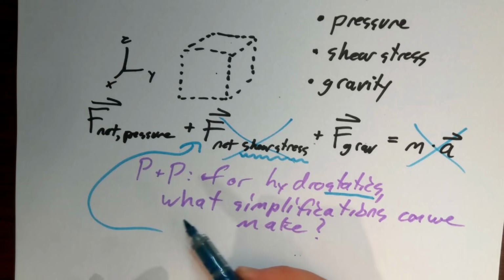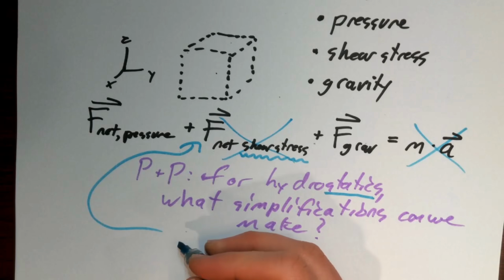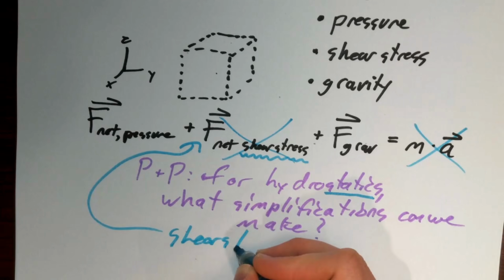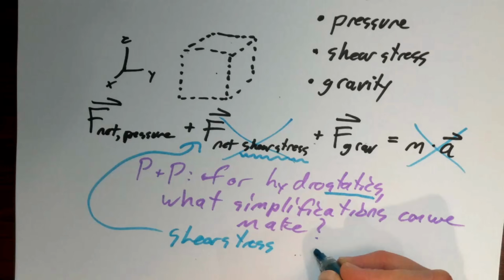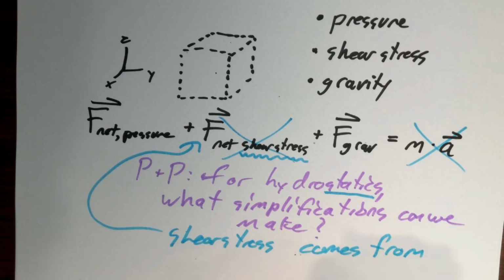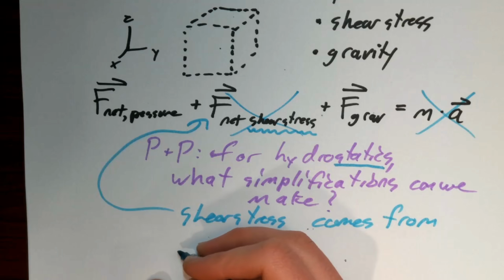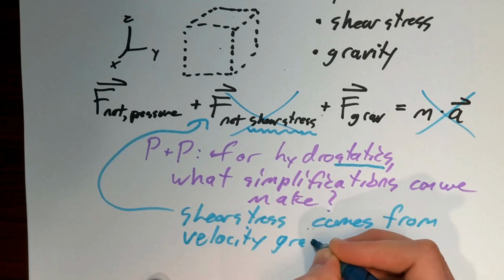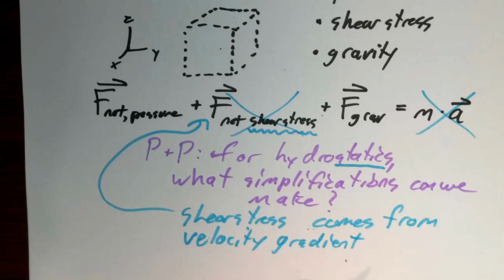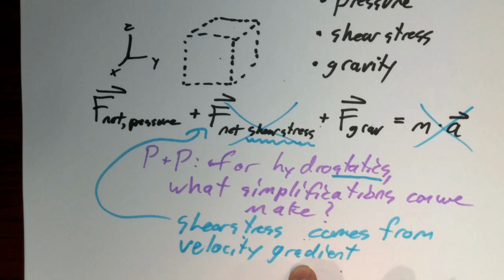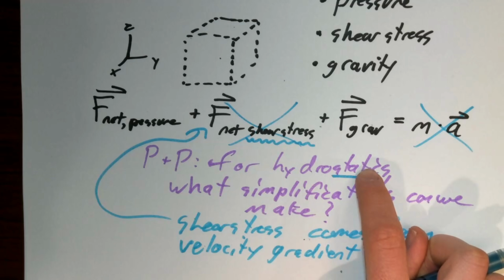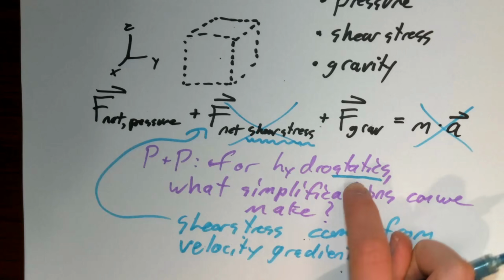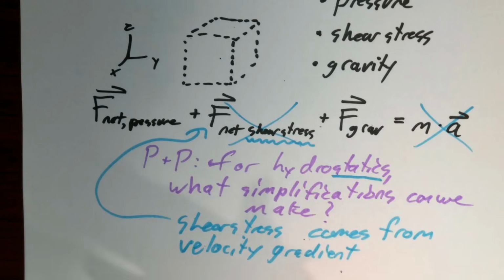Where does shear stress come from? In fluids, shear stress comes from a velocity gradient. So if we're talking about hydrostatics, where the fluid's not moving, there's no velocity. And if there's no velocity of these fluids, then there's no velocity gradient either, right? So what does this mean?